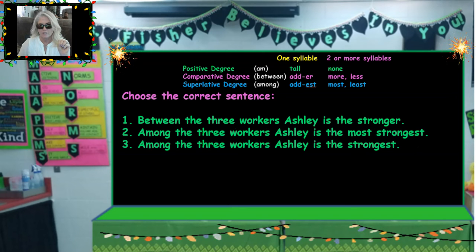Okay, choose the correct sentence. Between the 3 workers, Ashley is the stronger. But among the 3 workers, Ashley is the most strongest. Among the 3 workers, Ashley is the strongest.